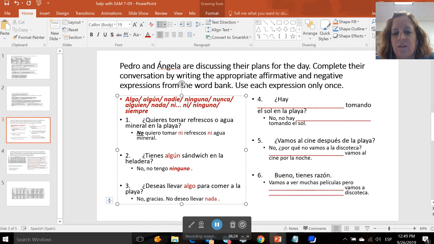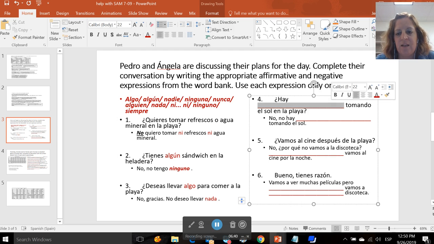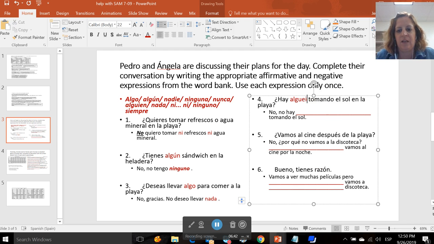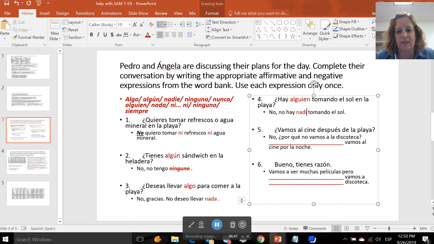Okay, I blank tomando el sol en la playa. No, I blank tomando el sol en la playa. So this is saying tomar el sol is to sunbathe. And so it's asking, is there anybody sunbathing? So this would be the affirmative, which would be alguien. And then because you have a no in your answer, you need to switch it to the negative, which would be no one, nadie. Okay. You need someone who's doing that activity, because tomar el sol is to sunbathe, so you needed a person who is doing that.